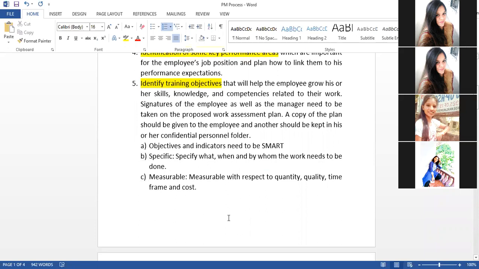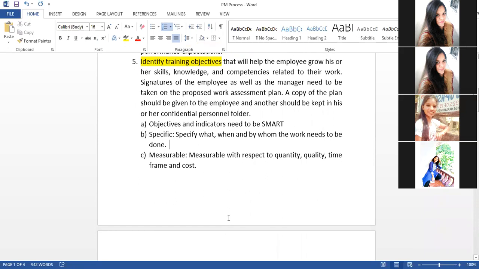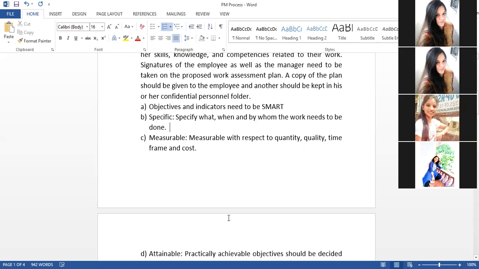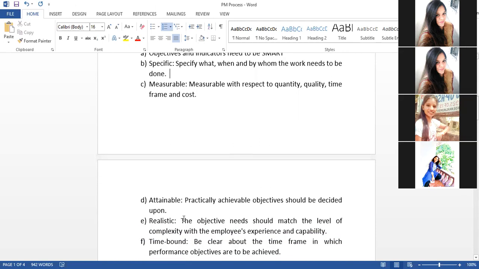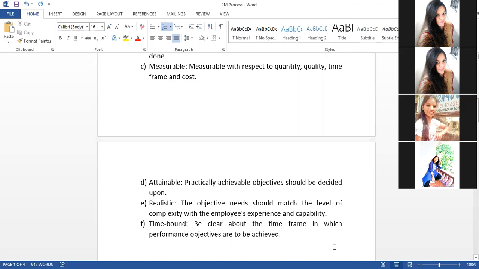A, objectives and indicators need to be SMART. B, specific: specify what, when, and by whom the work needs to be done. C, measurable: measurable with respect to quantity, quality, time frame, and cost. D, attainable: practically achievable objectives should be decided upon. E, realistic: the objective should match the level of complexity with the employee's experience and capability. F, time bound: be clear about the time frame in which performance objectives are to be achieved.